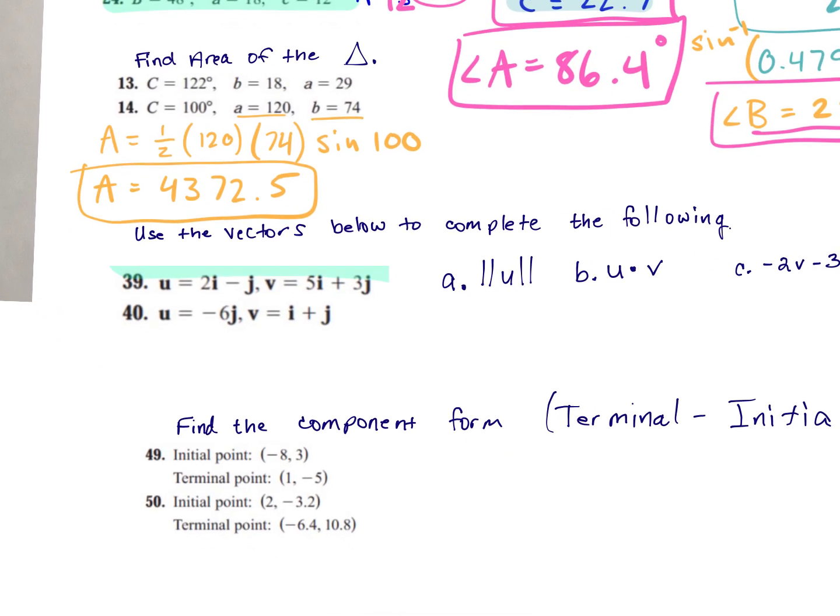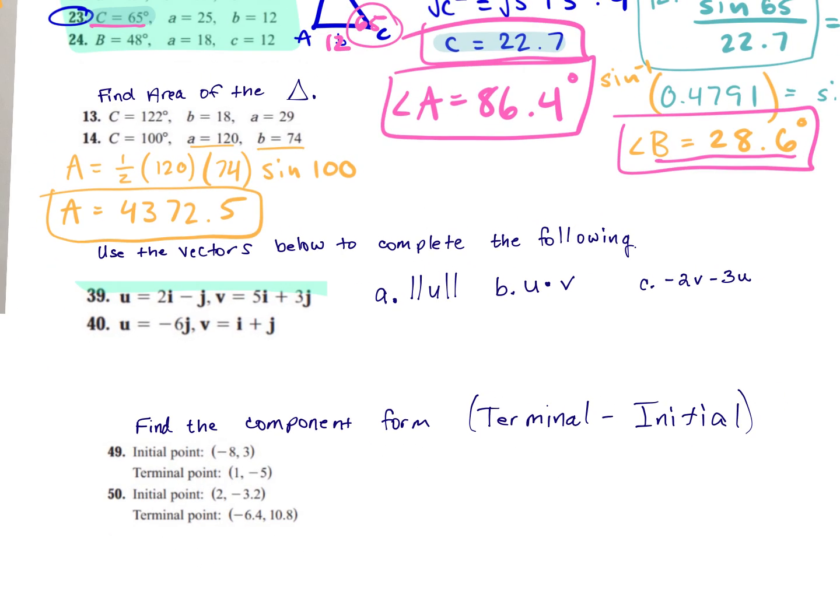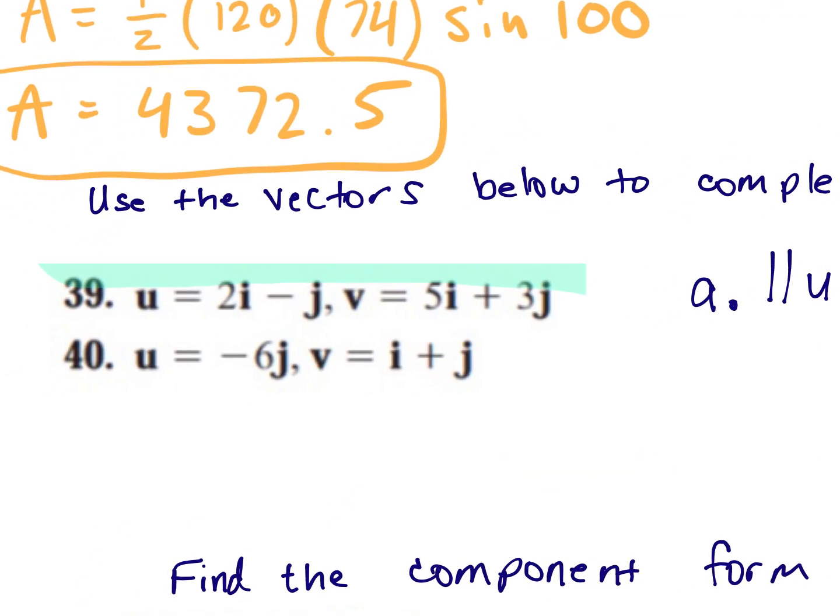Awesome. Let's do 39. So 39 gives us our vectors not in component form. It gives it to us in standard form. So we can rewrite it in component form because we like the look of it better. We just take the coefficients. Whatever's in front of your i is going to be the first number. Whatever's in front of your j is the second number in your vector. So here we have 2, -1, and vector v would be 5, 3.